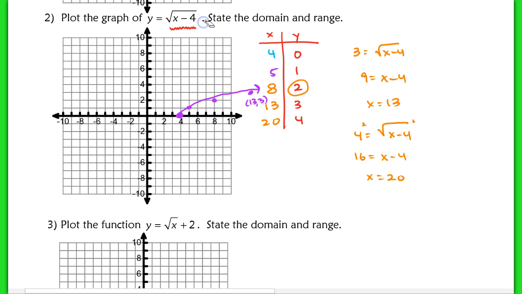So it's pretty cool that all of these apply to any type of function. Your transformations will always work. Every single point here has been shifted right 4 units.